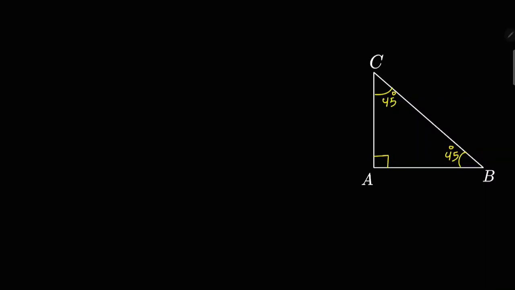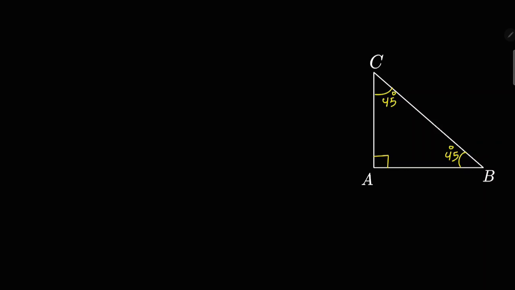In the right triangle ABC, we notice the angle B is 45 degrees and C as well is 45 degrees, which means the sides AB and AC are equal. But in this case, what are the trigonometric ratios of the angle 45? How can we get them based on the right triangle?